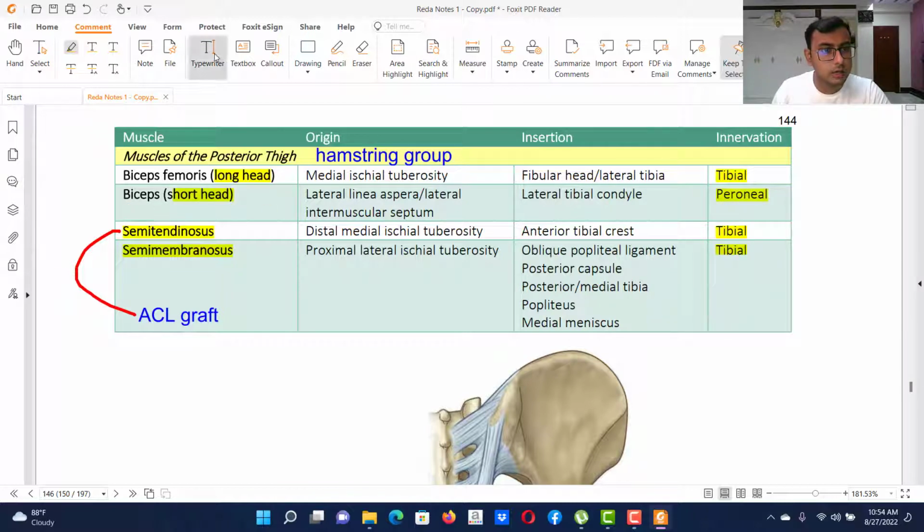Let me write: common athletic tear by the biceps femoris.